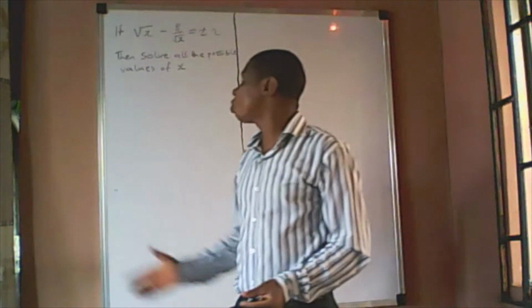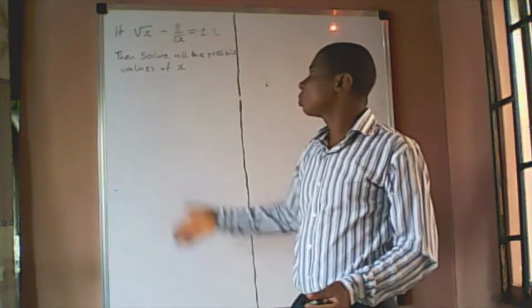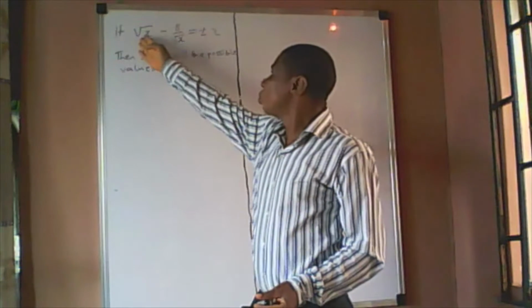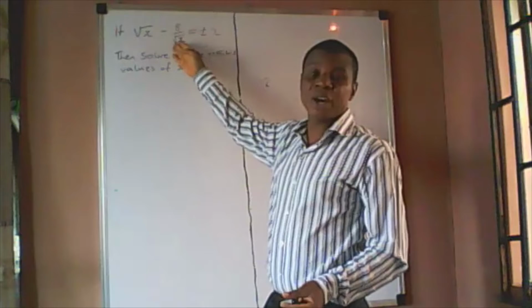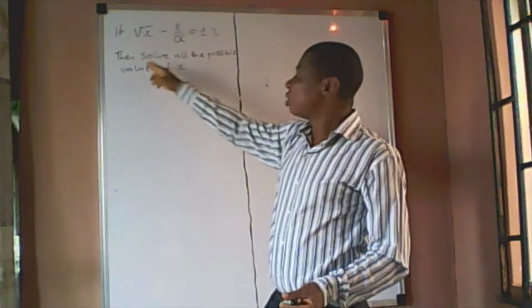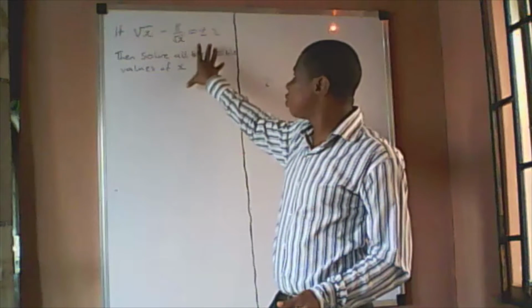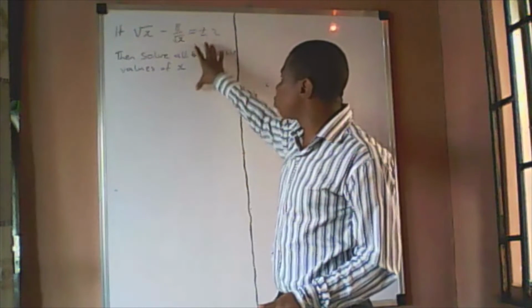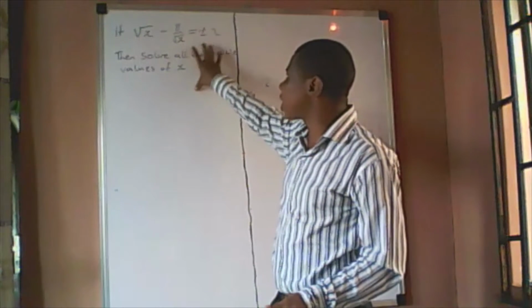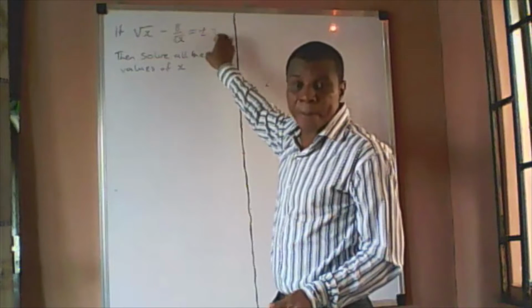Today we are going to solve a question in mathematical operation which says: root x minus 8 over root x is equal to plus or minus 2. Then solve all the possible values of x. In this very question, we are going to solve all the possible values of x, knowing that the right side is equal to either plus or minus 2.